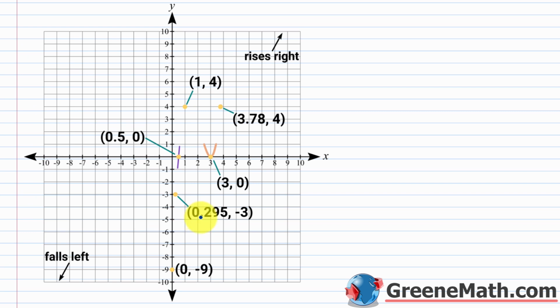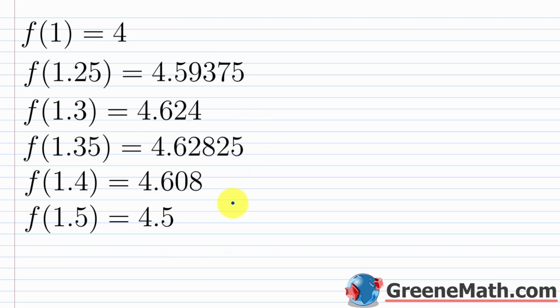So I've added this 0.295, -3, this 1, 4, and this 3.78, 4. So that gives me more points. Again, that allows me to sketch something that's more accurate. So what we can do here is a little estimation technique. And I would start with something like f of 1, which equals 4. Again, that just comes from the point 1, 4 that we just found. Again, I'm trying to find a local maximum.